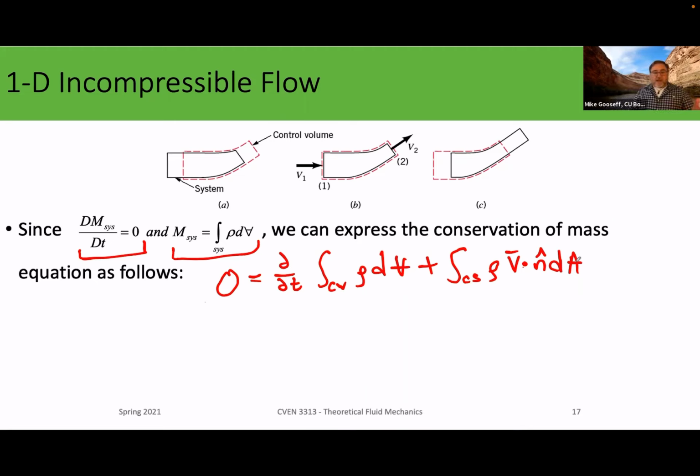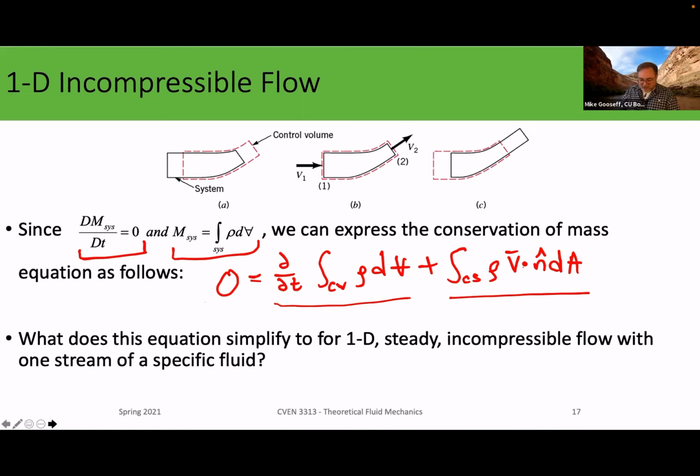And we've simplified this, right? On the left-hand side now, because we have said that capital D M divided by capital D lowercase t is equal to 0, we are not changing our mass, then these two things have to balance each other on the right-hand side. In other words, the change in time of the stored mass has to equal the net flux of mass coming through the control volume entrances and exits. So what does this equation simplify to for a steady, incompressible flow with one stream of a specific fluid?